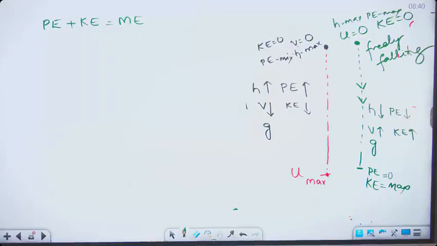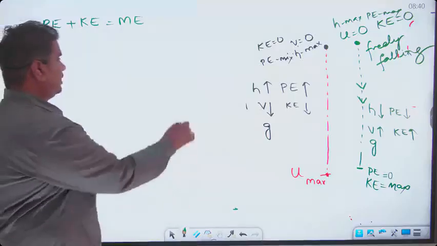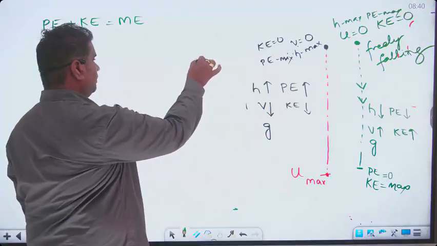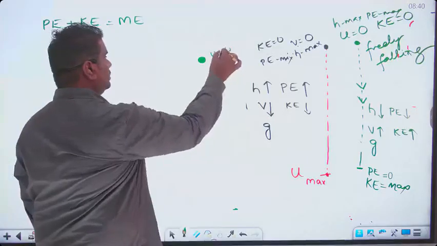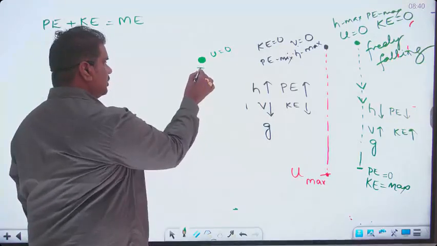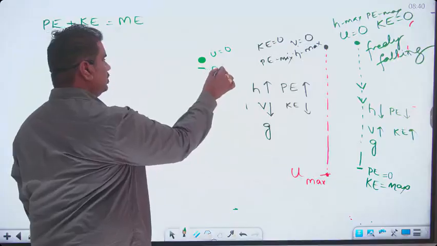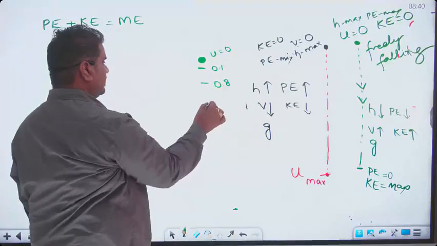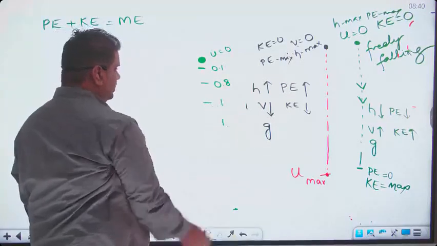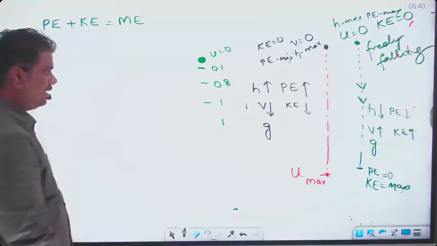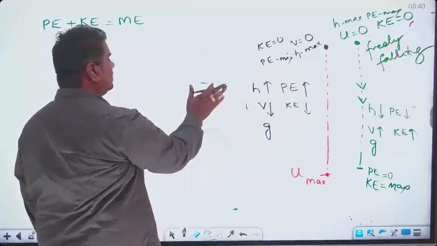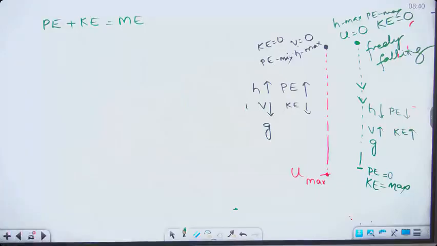Before it touches the ground. So the moment it is dropped, a freely falling object, its velocity at the moment you drop it, at this point, u, is equal to 0. At this point the velocity may be 0.1 meter per second. Here it may be around 0.8 meters per second. As the object is moving in the downward direction, velocity will keep on increasing, and before it touches the ground, velocity will be maximum.